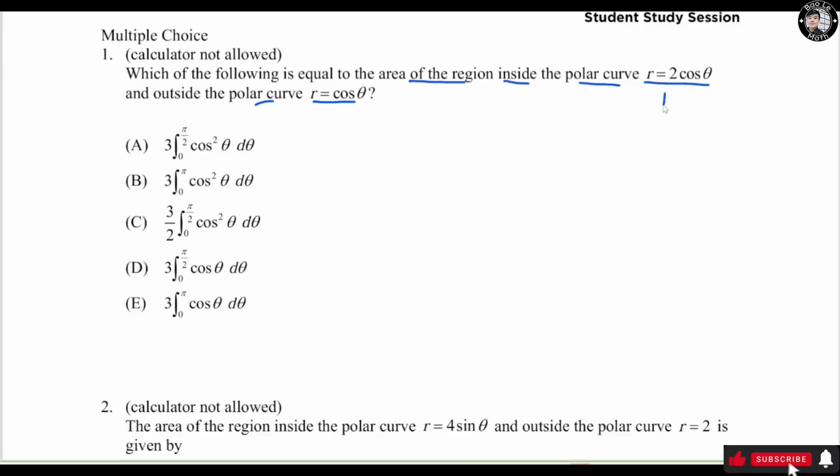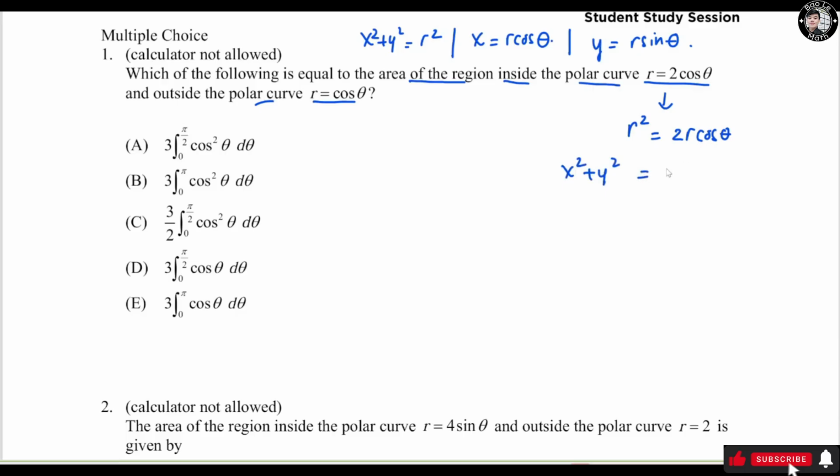Now I'm going to start with this guy first, right? So I'm going to multiply both sides by r. So I have r squared equals 2r cosine theta, right? Remember you have x squared plus y squared equals r squared, you have x equals r cosine theta, and you have y equals r sine theta. So keep this one in mind. So r squared is going to be x squared plus y squared, equals 2 times r cosine theta, which is x, right? Now I'm going to subtract 2x from both sides, so it can be x squared minus 2x plus y squared equals 0, right?